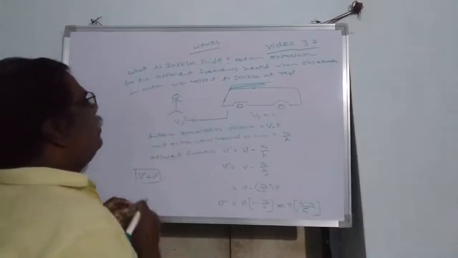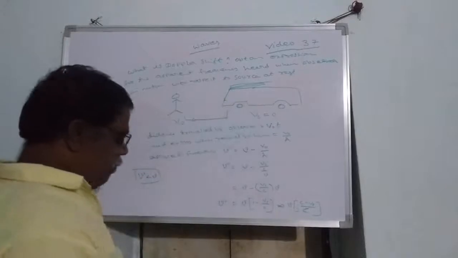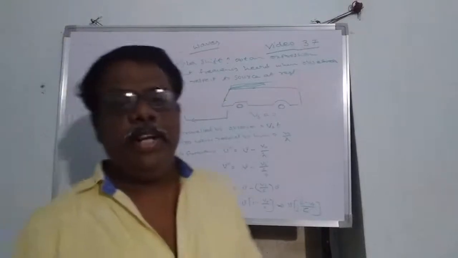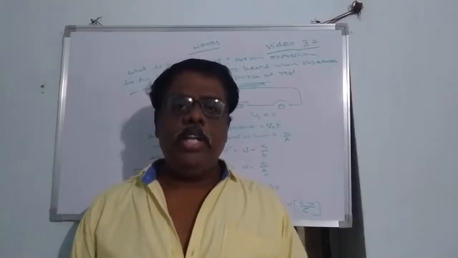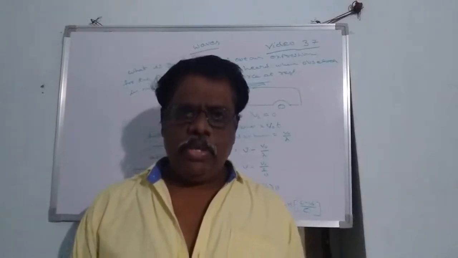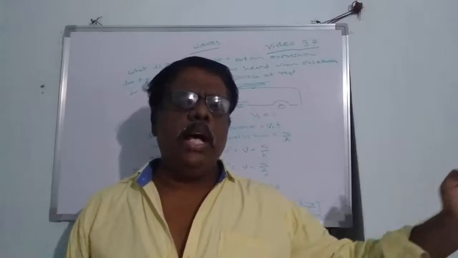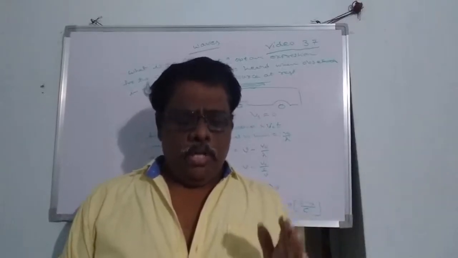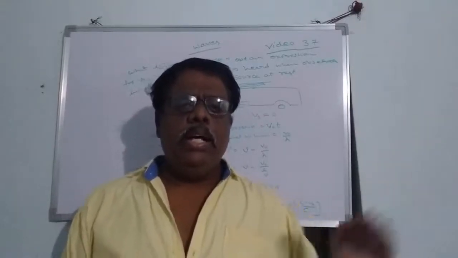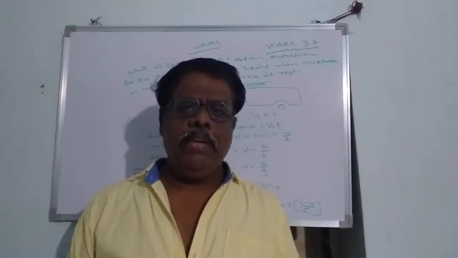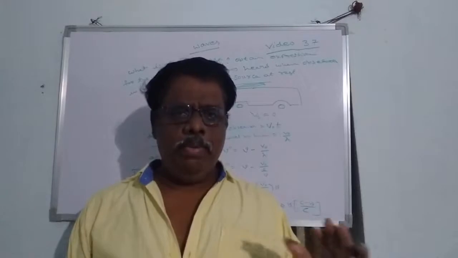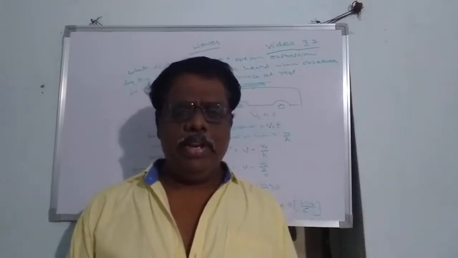So this is the question. First, what is Doppler shift? Doppler shift is nothing but the difference in frequencies of actual and apparent. So what is meant by apparent frequency? Suppose the observer is moving towards the stationary source, the frequency will increase. That is the apparent frequency.